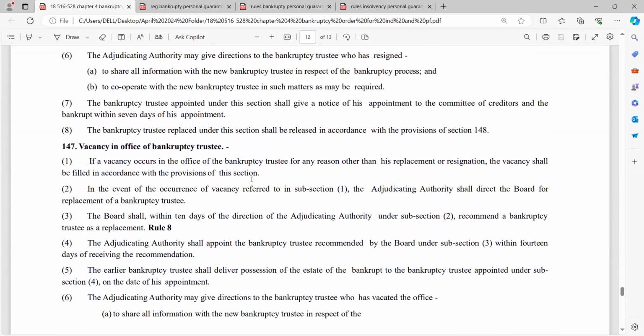So these provisions are given only in bankruptcy. The similar situation may be in CIRP, similar situation in liquidation, similar situation in fresh start, but they are giving it here. Actually, when it was made, they did not think this much at that time; later, many cases started coming to the NCLT.